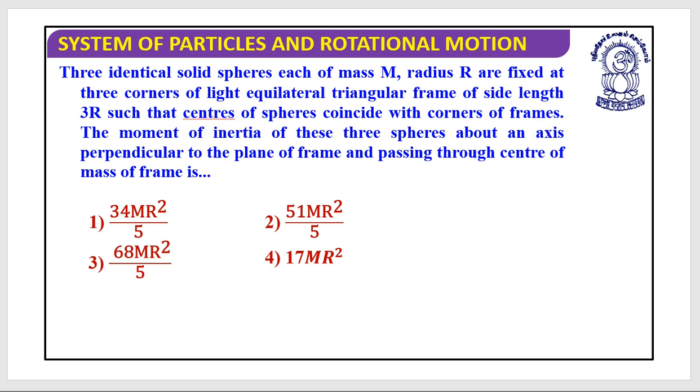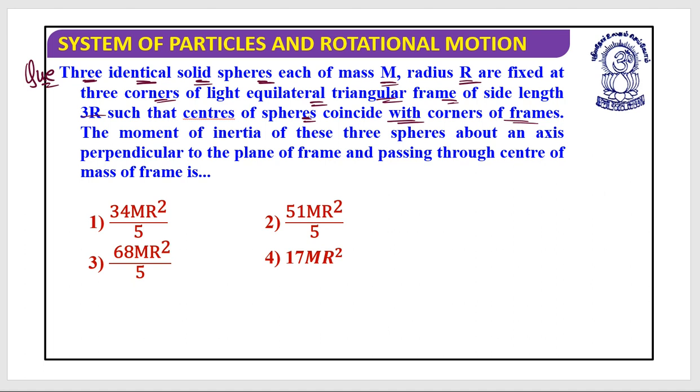Now look at this. What does it say? It says that three identical solid spheres, each of mass m and radius r, are fixed at the three corners of a light equilateral triangular frame of side length 3r, such that the centers of the spheres coincide with the corners of the frame. Now they want the moment of inertia of the three spheres about an axis perpendicular to the plane of the frame and passing through the center of mass of the frame.